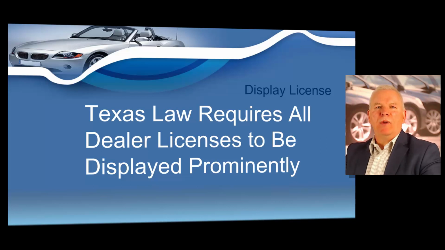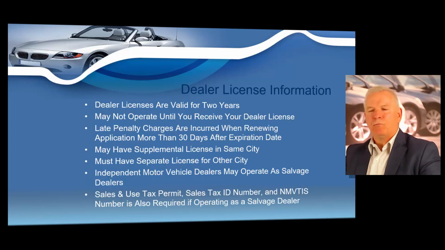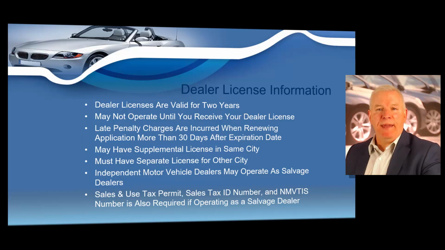Texas law requires that all dealer licenses are displayed prominently at the location, and a new law also requires that you display your bond information right next to your Texas dealer's license as well. All Texas dealer licenses are valid for 2 years from the date of issuance. If your license requires a dealer surety bond, your license would expire on the same day as the dealer surety bond expiration. You may not start the operation of your dealership until you receive your dealer's license.